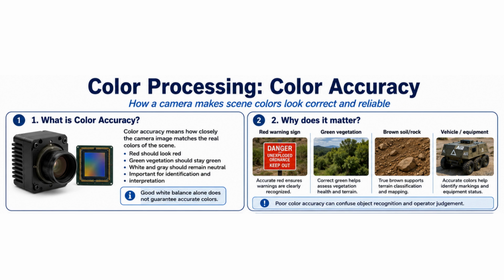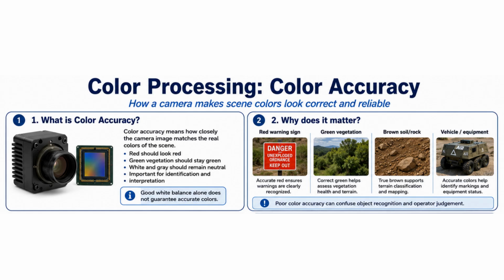Color accuracy describes how closely the colors in a camera image match the real colors of the scene. A red warning sign should look red, green vegetation should remain green, and white or gray objects should stay neutral. This is important because color is often used for identification, interpretation, and decision-making. Good white balance helps remove the overall color cast, but it does not automatically guarantee accurate individual colors. The sensor, filters, lens, and image processing system must all be correctly calibrated.